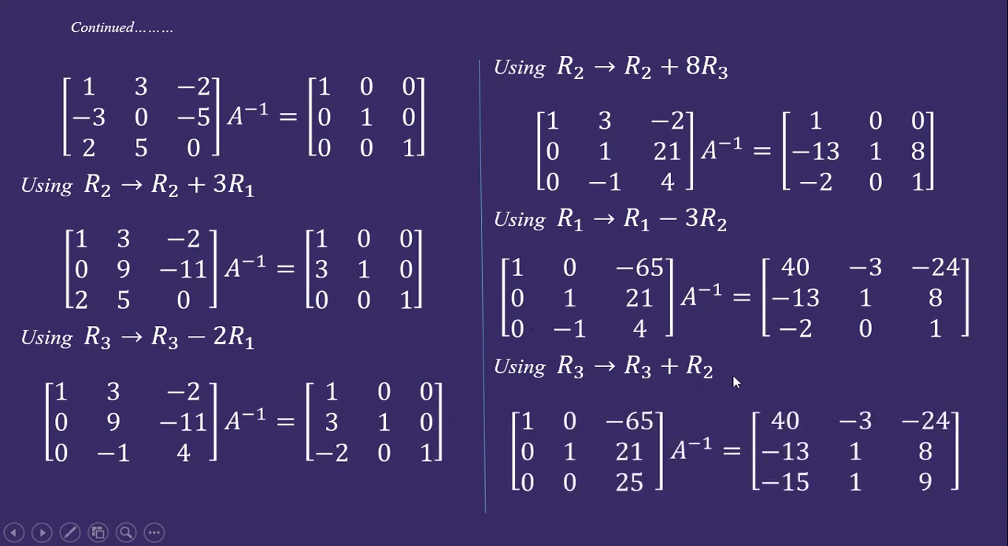Now third row R3 plus R2. 0 plus 0, 0. Minus 1 plus 1, we write here 0. 4 plus 21, we get 25. A inverse as it is. We have the same transformation on RHS. First row, second row as it is. R3 plus R2. Minus 2 minus 13, we get minus 15. 0 plus 1, 1. 1 plus 8, we get 9.